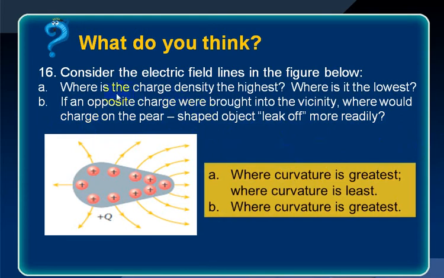The answer for the first question, where is the charge density the highest? The answer is where curvature is greatest. Where is it the lowest? Where curvature is least. And for question B, the answer is where curvature is greatest.